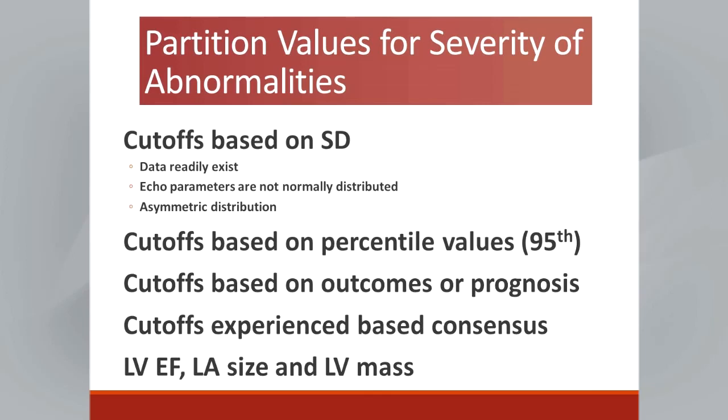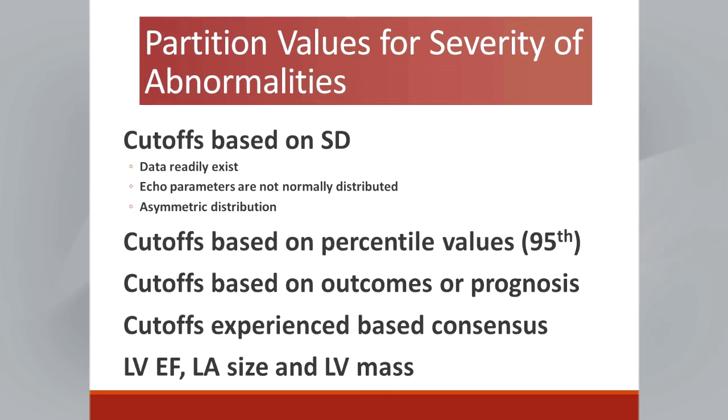The major problem with these percentile values is they do not exist in echocardiography. An ideal approach would be to use cutoffs based on outcomes or prognosis. This would be obviously preferred, but we have only sufficient data for ejection fraction, for left atrial volumes, a little bit for LV mass. So this approach also has a limitation.